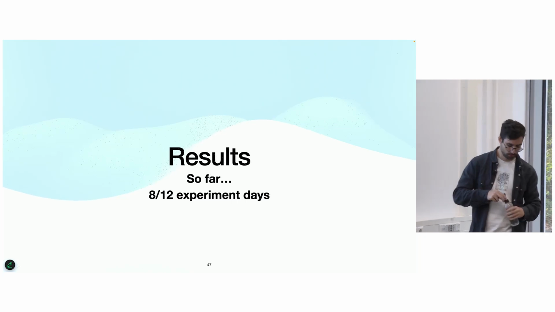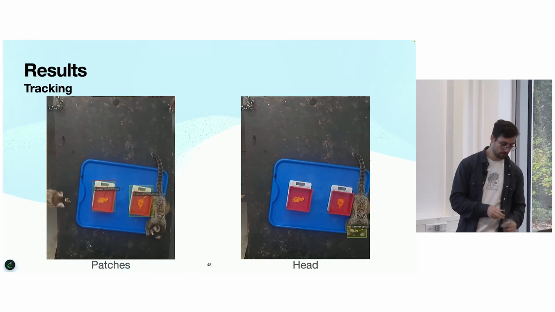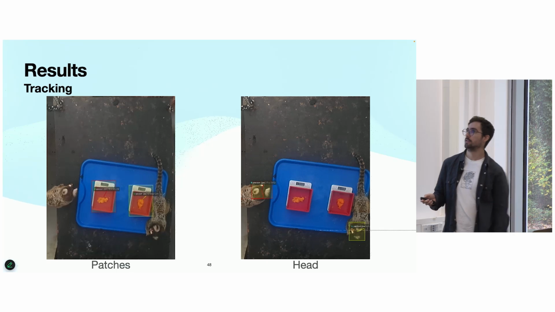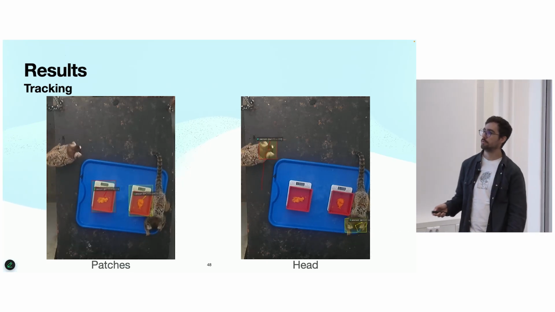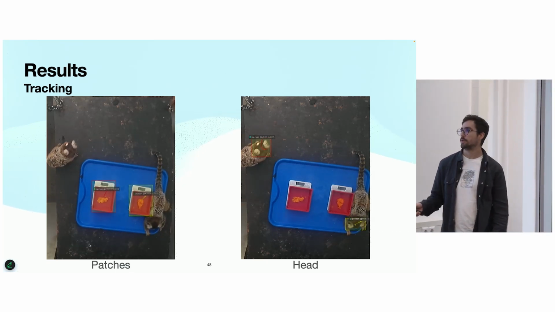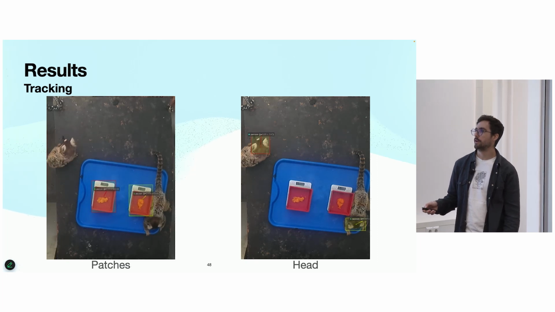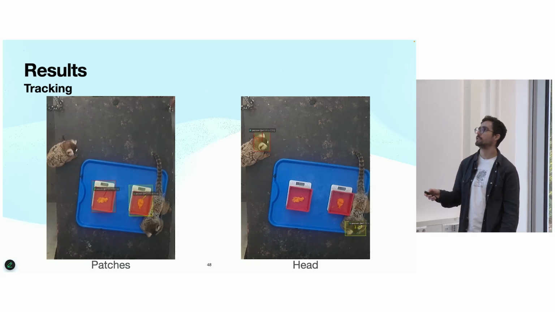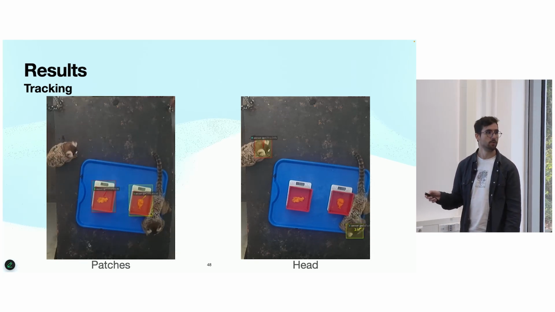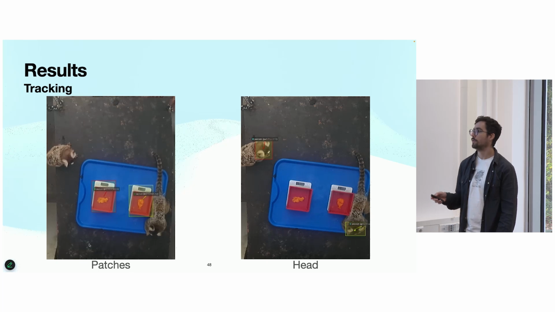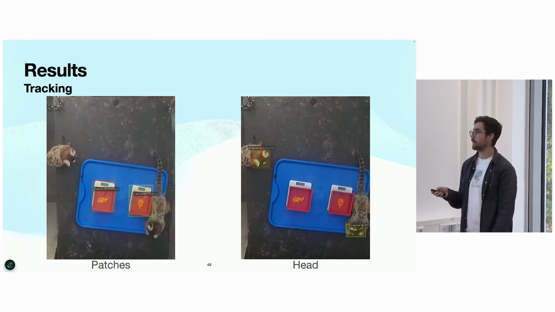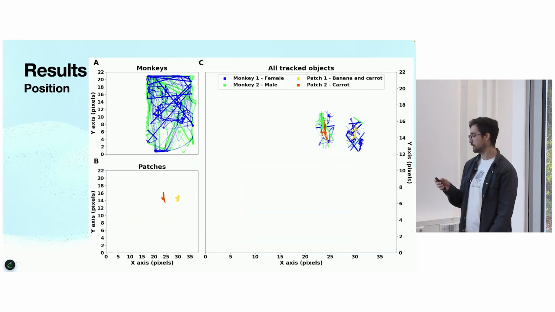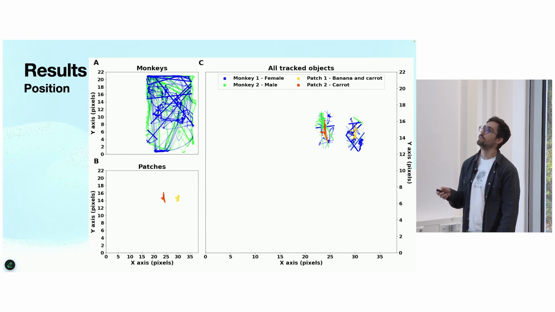So, results. The first result that I showed to you guys is the tracking is working. So if we see over here on the right side, we can see T-Rex is only tracking the pet food. And here, T-Rex is only tracking the marmoset's head. And it is working very good. Okay, and with that, we are able to see the whole trajectory of the monkeys.